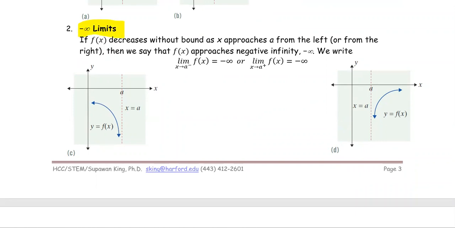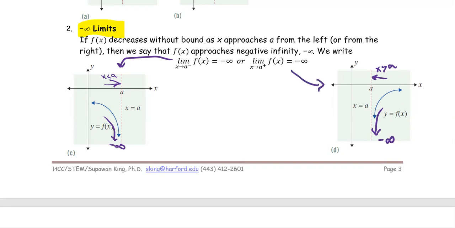As x approaches a from the left, or x is coming toward a with x less than a or slightly less than a, the function value is decreasing without bound, or approaching negative infinity. The second case, as x approaches a from the right, or x is slightly greater than a, the function value is decreasing without bound, or approaching negative infinity.